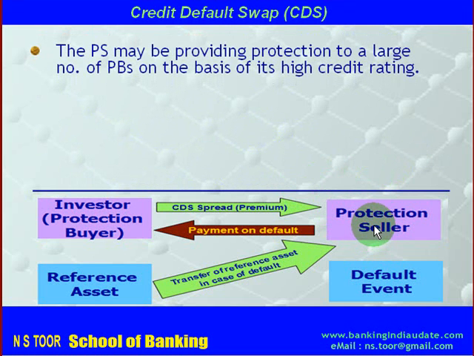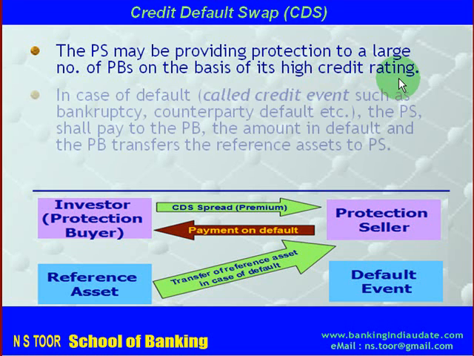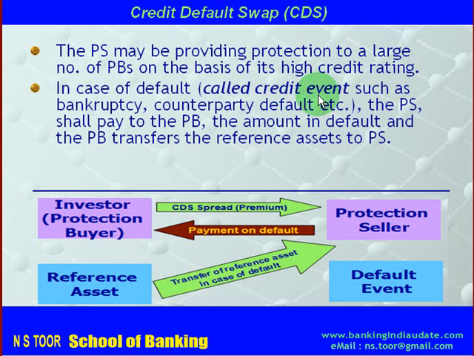Now this protection seller will be providing protection to a very large number of protection buyers on the basis of his high credit rating. In case of default, which is called a credit event, if some default happens, what would the protection seller do? The protection seller will pay the protection buyer the cash, the amount of default. And the protection buyer, what will he do? The protection buyer will transfer this reference asset to the protection seller.